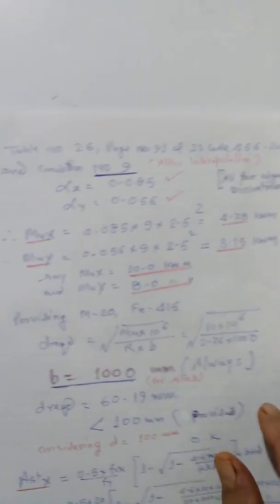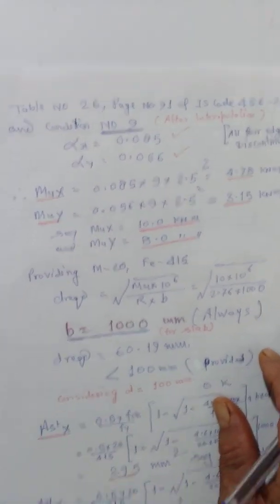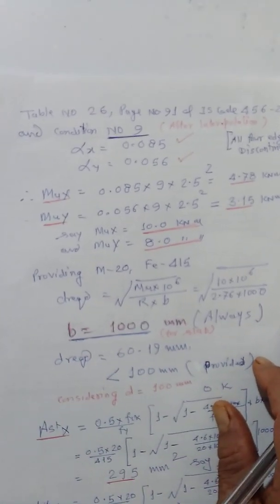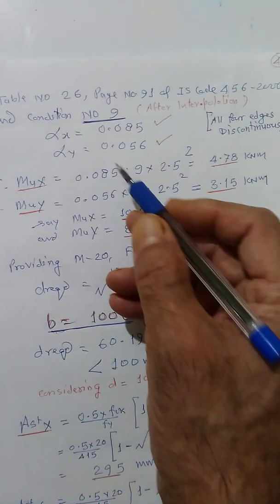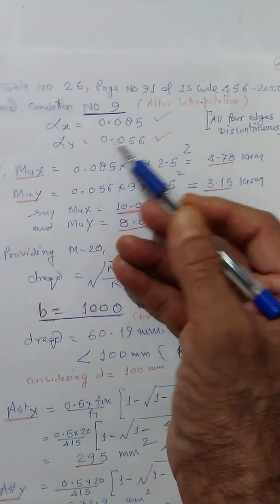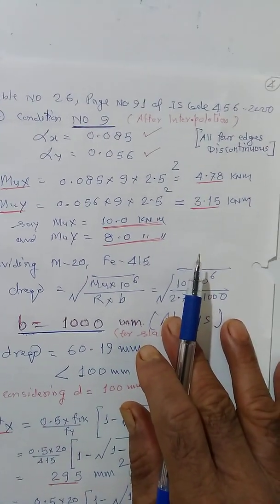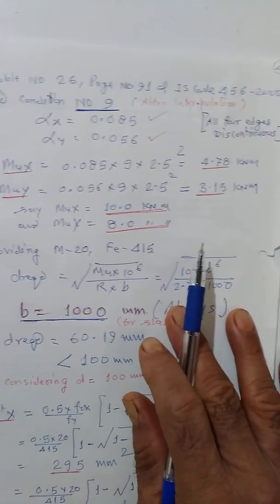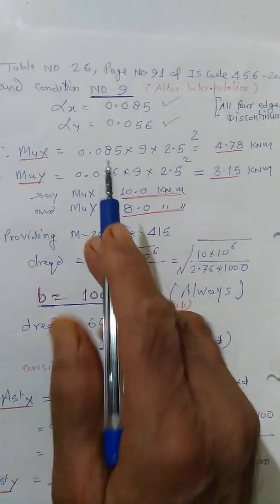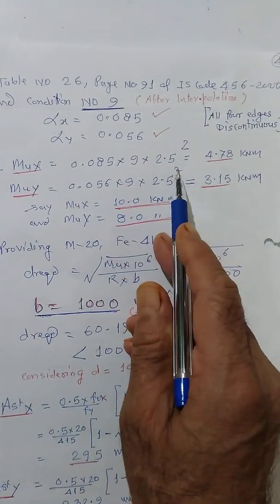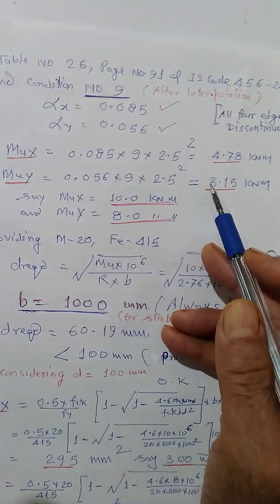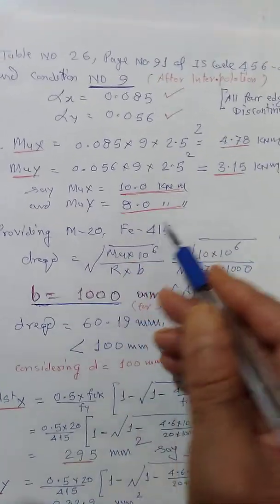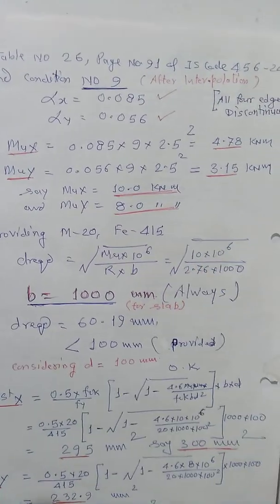Now, from table number 26, where I already told you that we use table number 27 only when we are using a simply supported slab. After interpolation, we can find the values of alpha x and alpha y for a ratio of 1.4. Substituting the values of alpha x, Wd and Lx will remain the same. The maximum bending moments come out to be 4.78 and 3.15 kilonewton meter. Rounding on the higher side, 10 and 8 kilonewton meter.